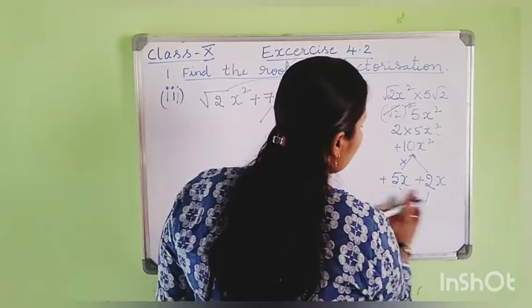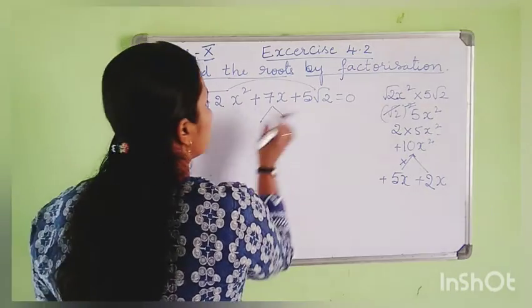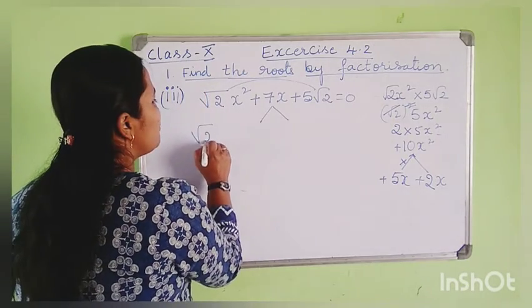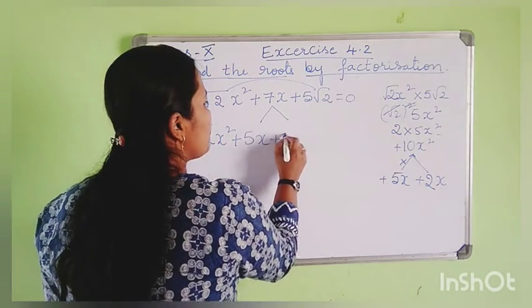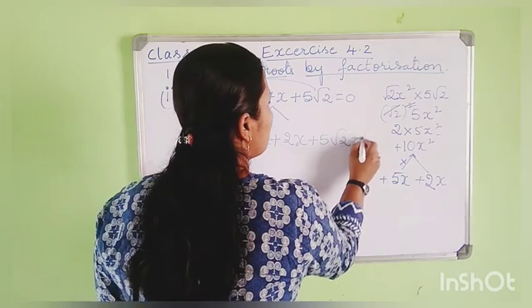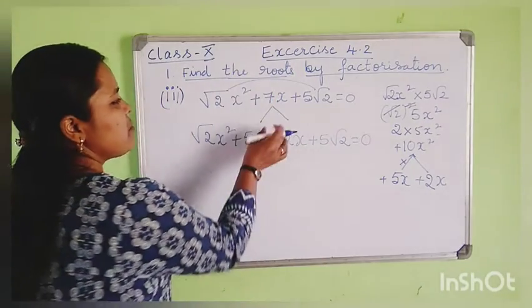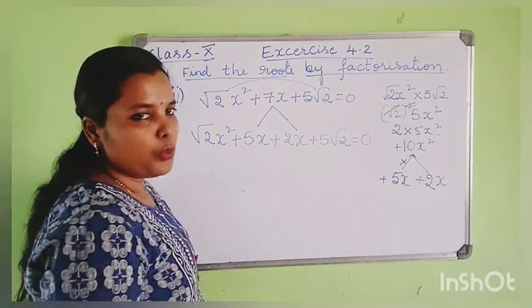Okay. Now, let us split the middle term. You replace the first and last term as it is: root 2x square plus 5x plus 2x plus 5 root 2 is equal to 0. I just split the middle term 7x as 5x and 2x.